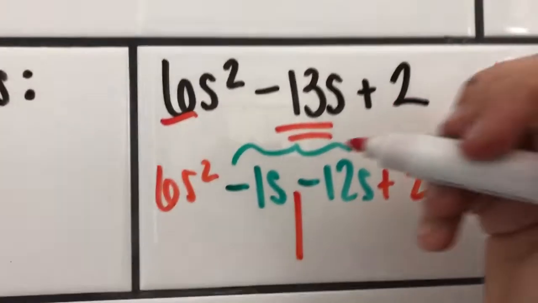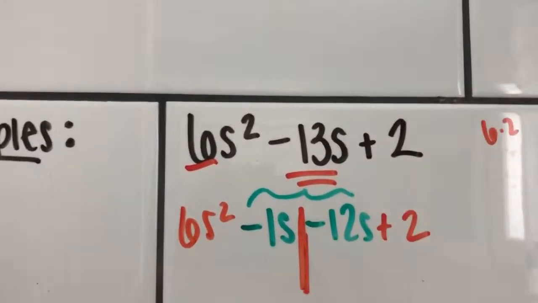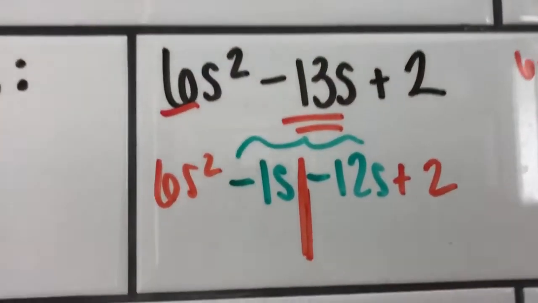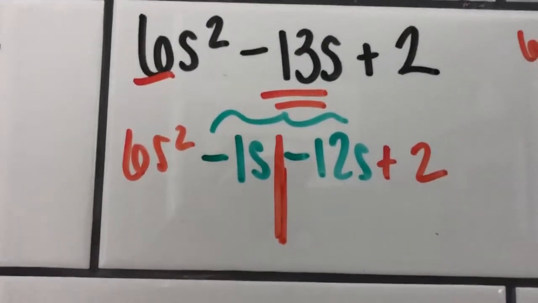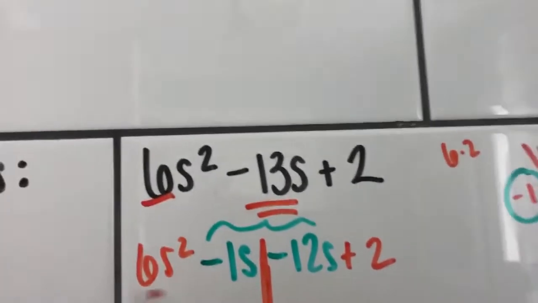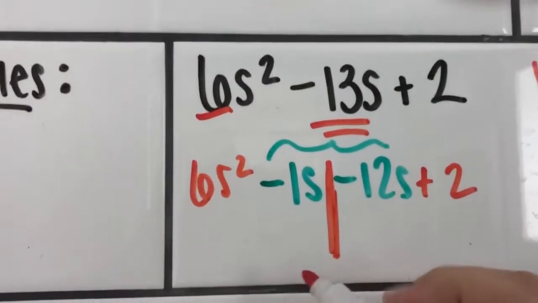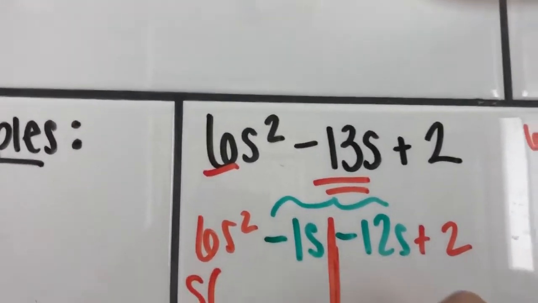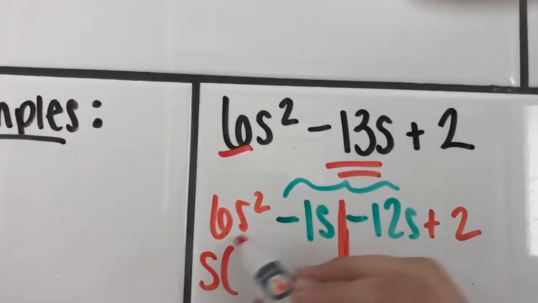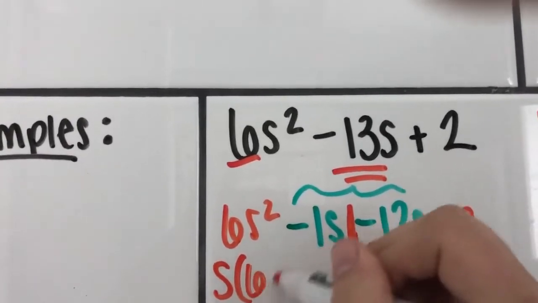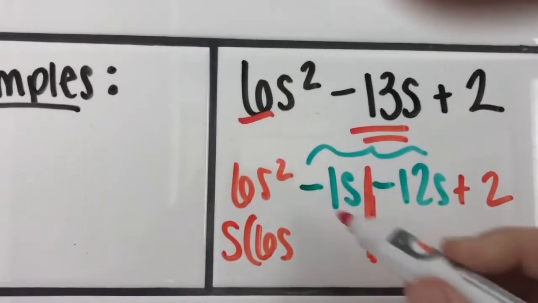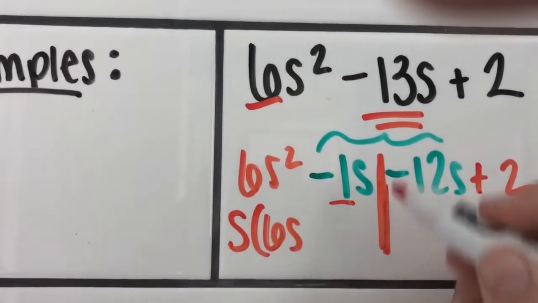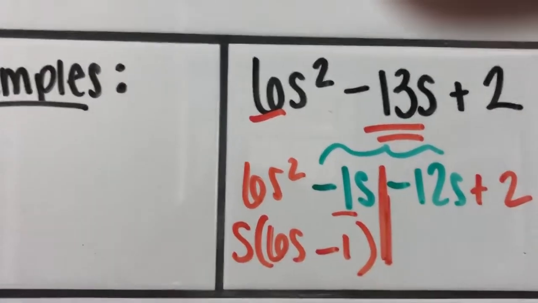So I have two separate chunks. I need to pull the GCF out of each of those chunks. That's my next step. So if I'm looking at this front part out here, we have an s. We could call s the GCF. And if I pull s out of this front term, I'm left with 6s. And if I pull s out of this term, this green one, I'm left with minus 1.